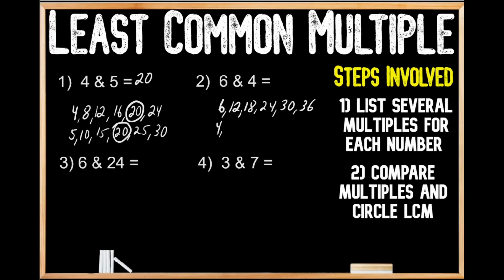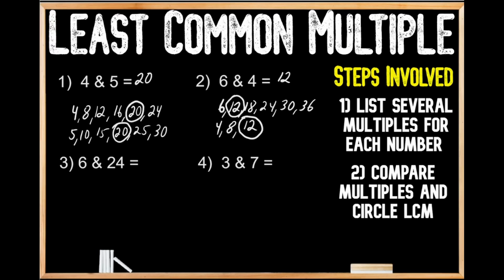We have 4, 8, 12, and we're actually going to stop there because I'm sure you can see the same thing that I'm seeing, which is we already see a common multiple between 6 and 4, and it's 12. So we're going to circle 12 for both lists, because there's no point in listing any further multiples of 4 since we've already found the least common multiple. So for question number 2, the least common multiple for 6 and 4 is 12.